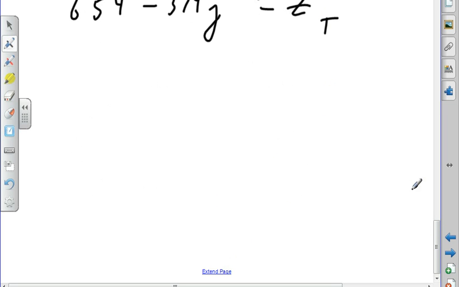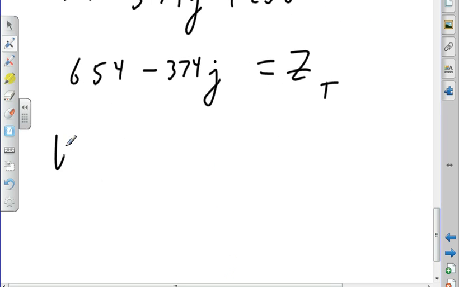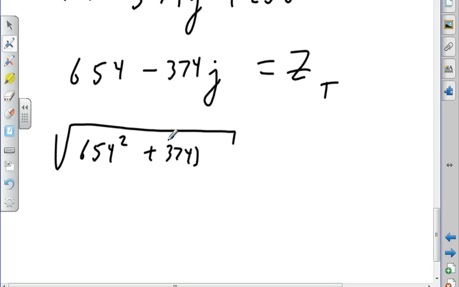Impedance total. So now I'm going to change it to polar form. So I'm going to go 654 squared plus 374 squared, and then I've got to find an angle later. 654 squared plus 374 squared equals, and I want the square root of the answer, and I have 753. Well, I only have two significant digits, so I'm going to say 750 ohms, angle.